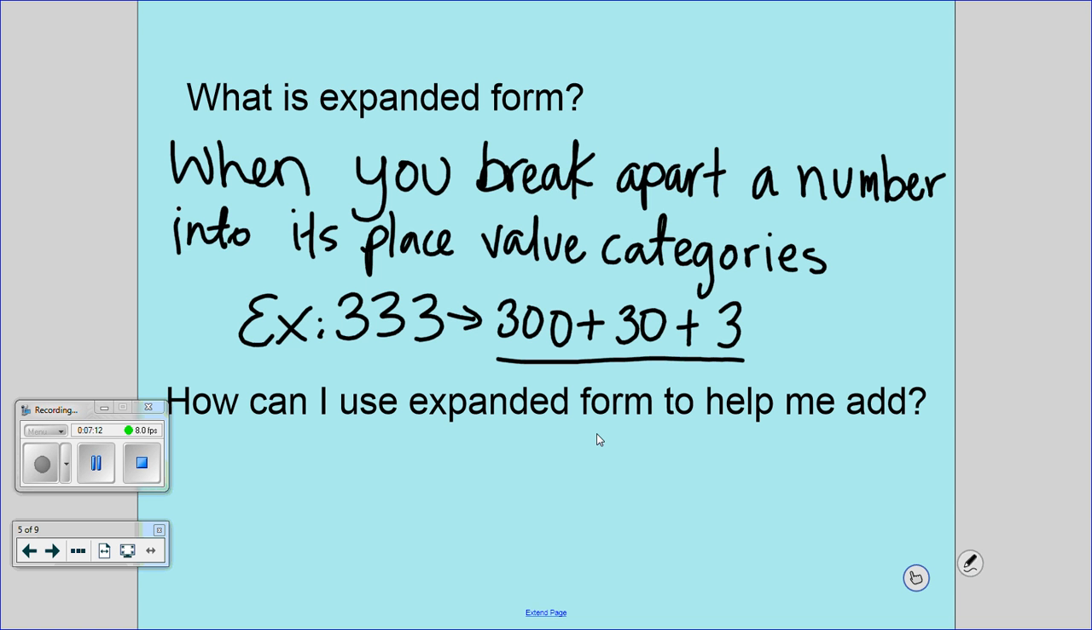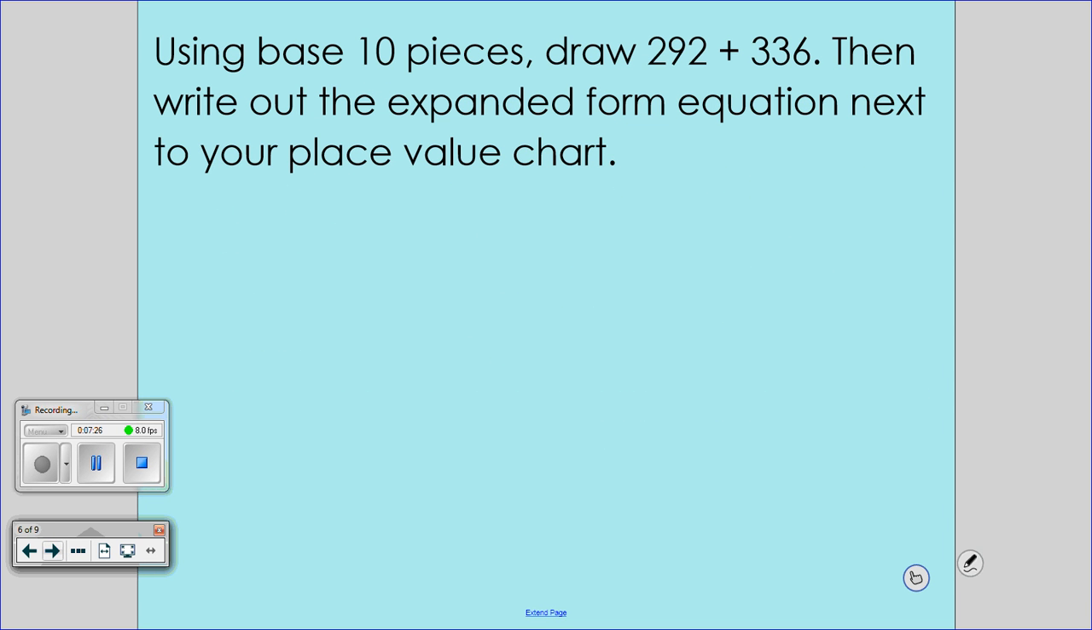So this is going to look very similar to the standard algorithm. We're getting even closer to getting there. Does that make sense? You ready to try it? Okay. I will do the drawing. I don't want you to draw. I want you to only do the expanded form way, because you'll see how they're very similar. So I want you at the top of your paper to write out our equation, which is 292 plus 336.